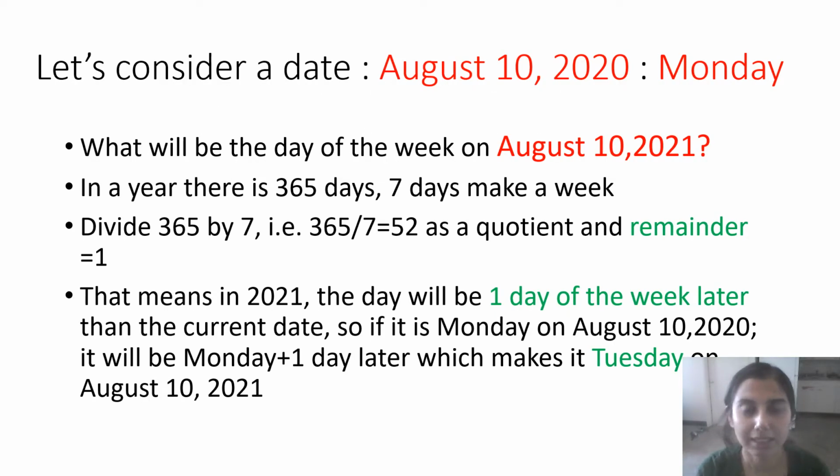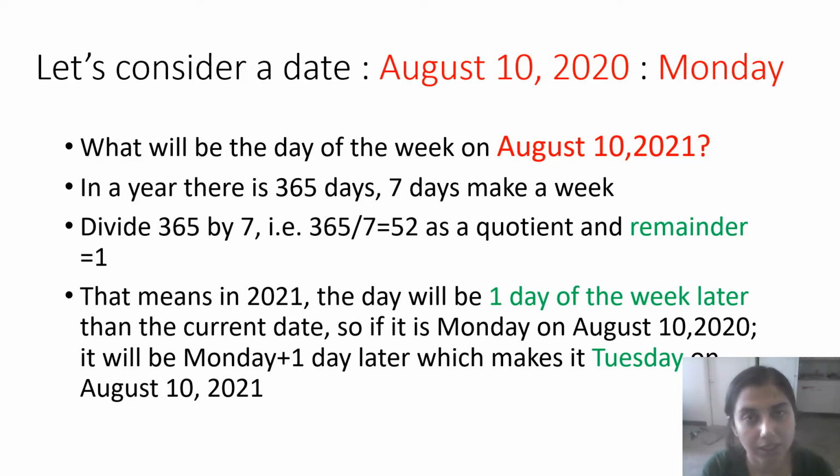Let's consider a date, which for our purpose will be August 10, 2020. So August 10, 2020 is a Monday, right? Now I want to find which day in the week it will be when the date is August 10 in the year 2021. Now in a year there are 365 days and there are 7 days in a week.